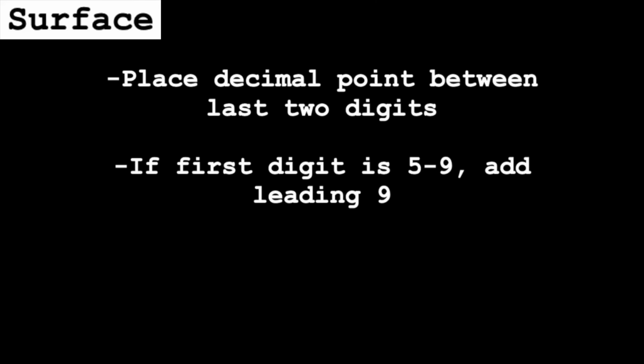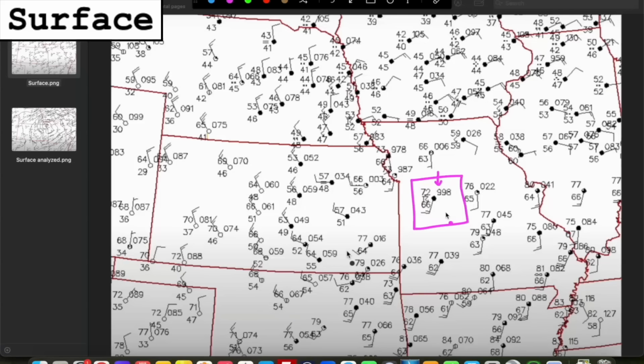If the first digit is between 5 and 9, then we put a 9 in front of this value. So this pressure at this station would be 999.8 millibars. We always put a decimal between the last two digits, and then the first digit tells us what the leading number is going to be. So here the leading number is a 9, so it would be 999.8 millibars.